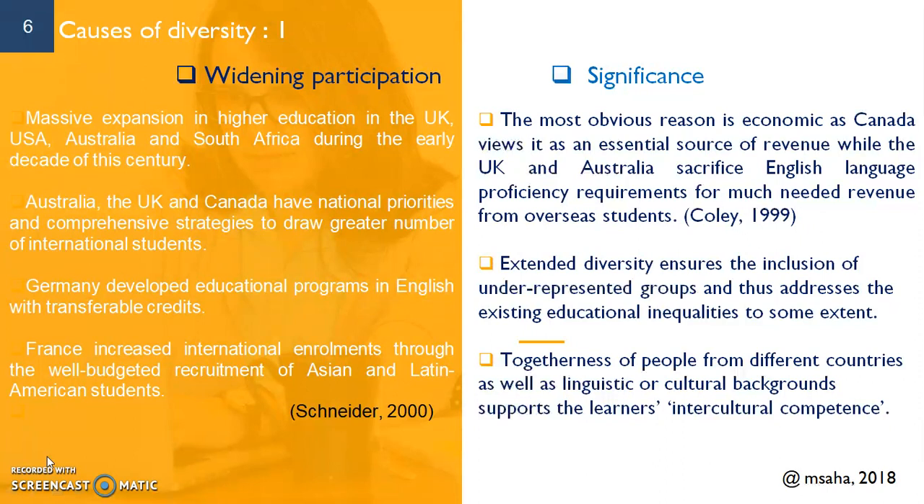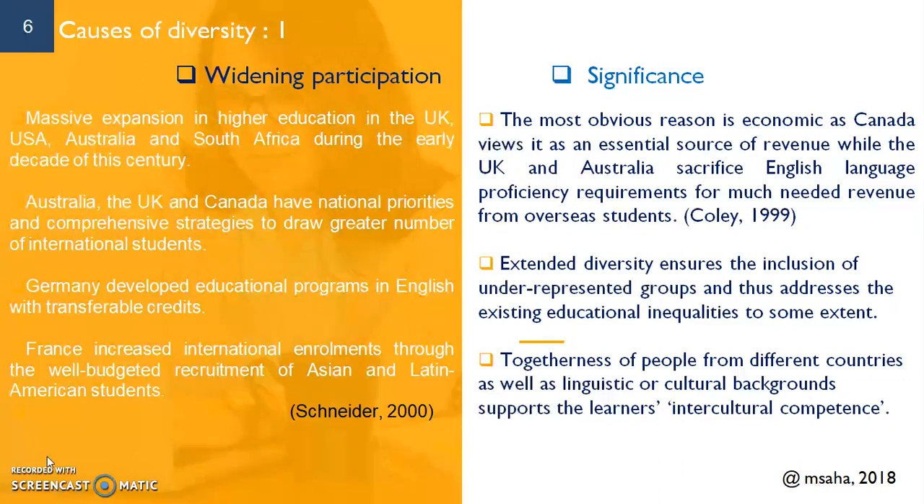The most obvious reason is financial, as Canada views it as an essential source of revenue, while the UK and Australia even sacrifice English language proficiency requirements for much-needed revenue from overseas students. I think the adjusting strategies to ensure a certain income are also responsible for receiving students with weaker language and educational abilities. However, such extended diversity ensures the inclusion of underrepresented groups coming from ethnic minorities, lower socio-income levels, and lower educational backgrounds, and thus addresses the existing educational inequalities to some extent.